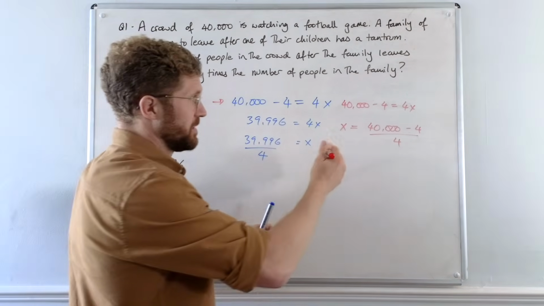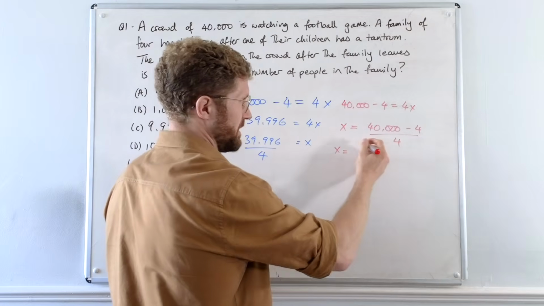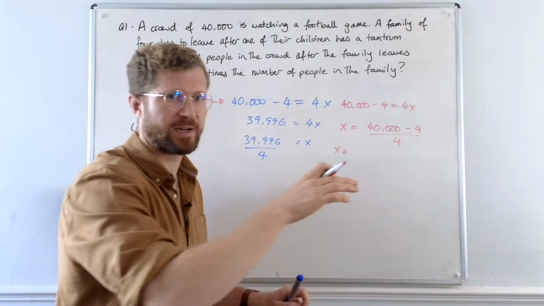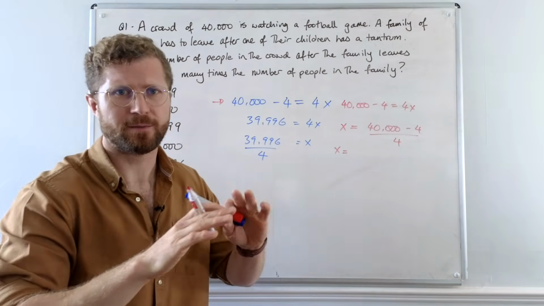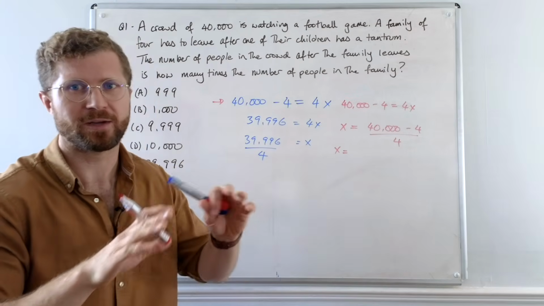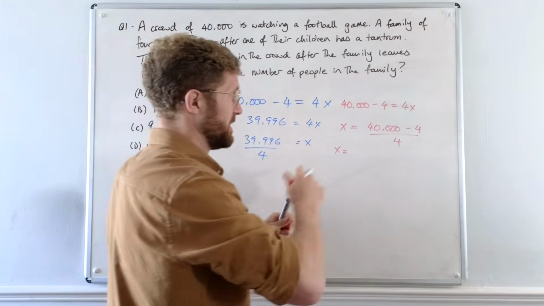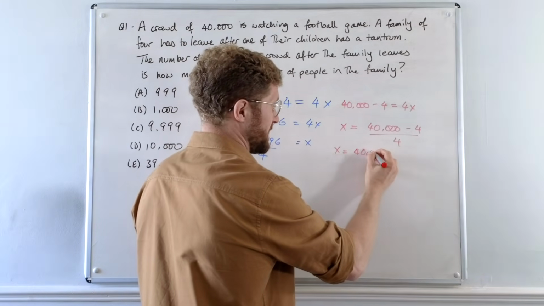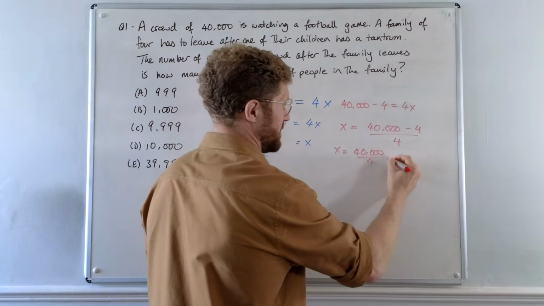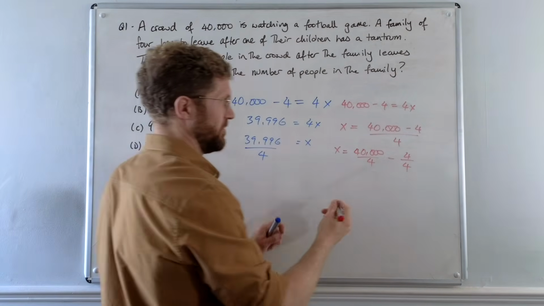Now what we can do here is split up the top of a fraction. Just to be careful, I can't split the bottom of a fraction up. If this was the other way around, I wouldn't be able to separate it. You can only split the top of the fraction up in this way, and we could say that's 40,000 divided by 4 minus 4 divided by 4.